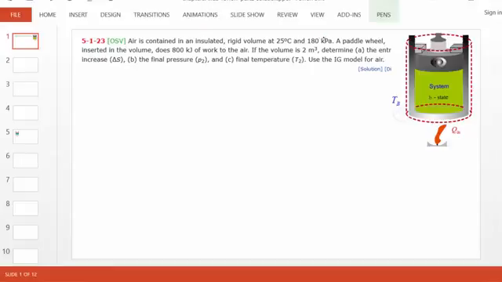In this case, the beginning state is given here. We'll call it state 1. And instead of a paddle wheel doing work, we'll say heat is transferred. 800 kilojoules of heat is transferred to the air. So let's simplify the problem. We'd like to know the final temperature and final pressure. How about that? And we'll use the PG model. Every time we work with a gas, we'll use the PG model for simplification.